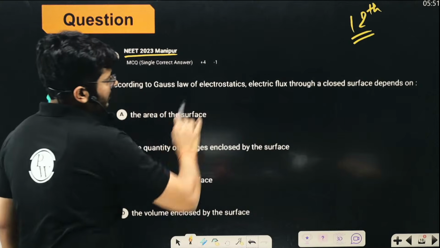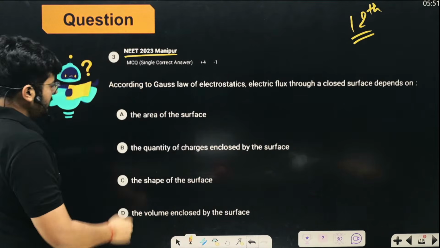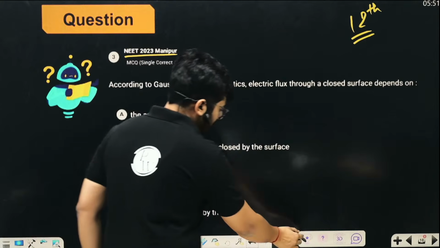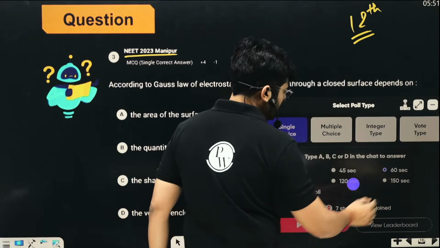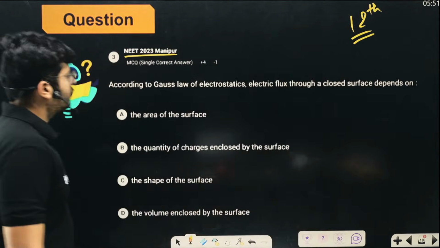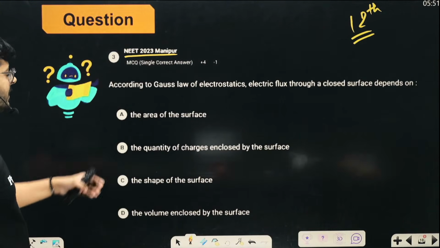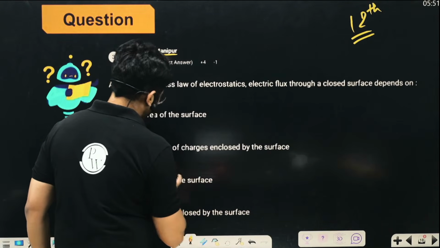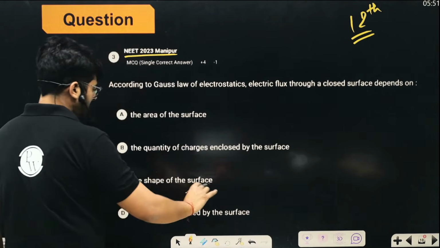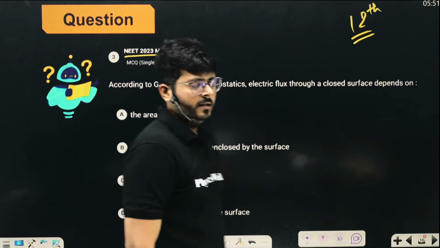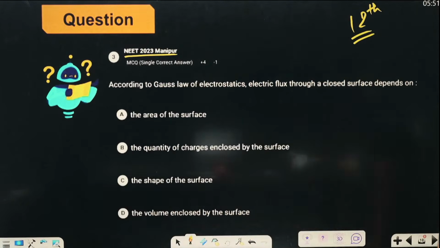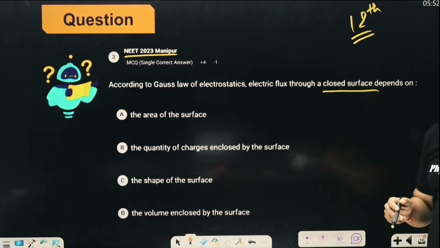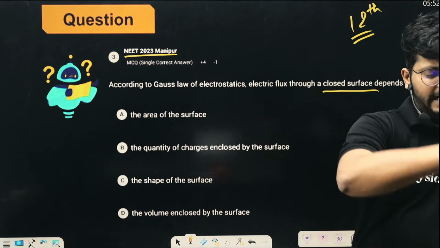According to Gauss's law of electrostatics, the electric flux through a closed surface depends on which of these things? The area of the surface, the quantity of the charge enclosed by the surface, the shape of the surface, or the volume of the closed surface. On which of these does it depend? With an example I have shown you, like this is the light bulb, right?